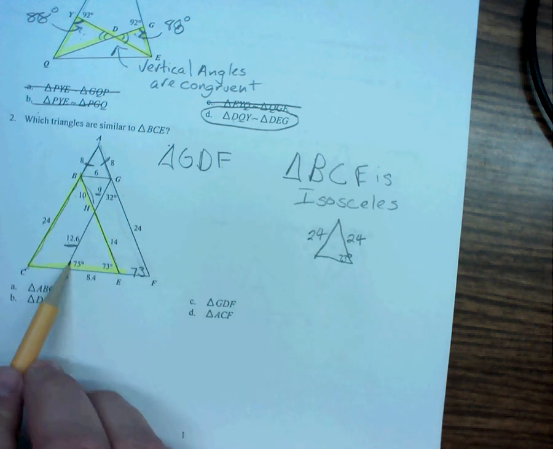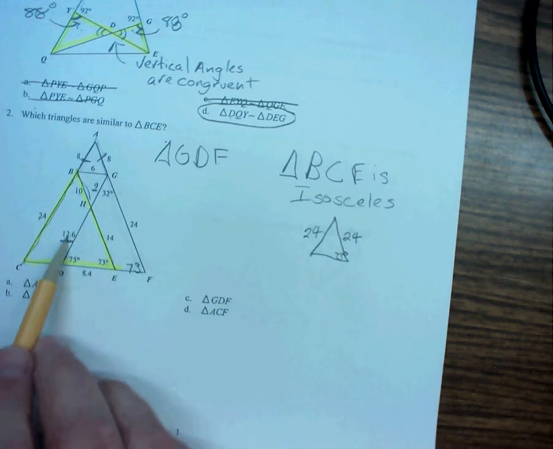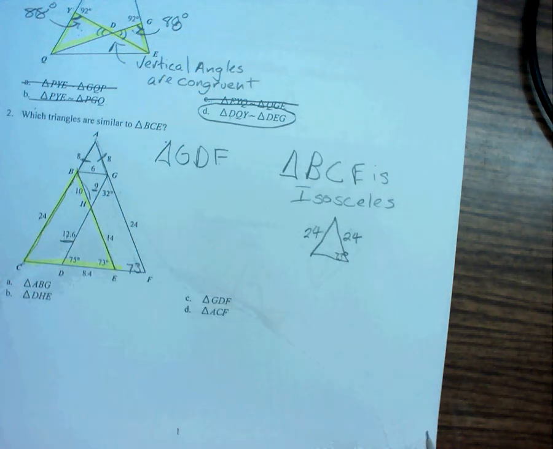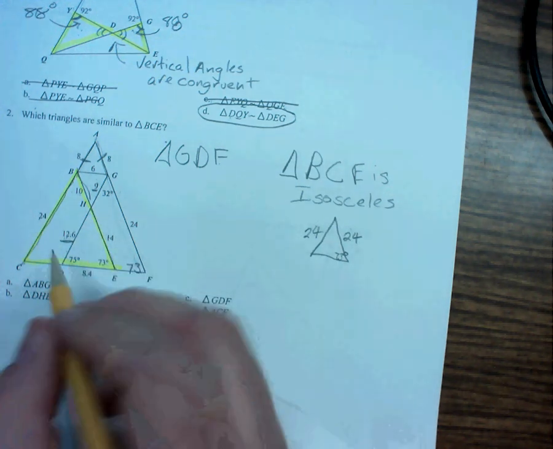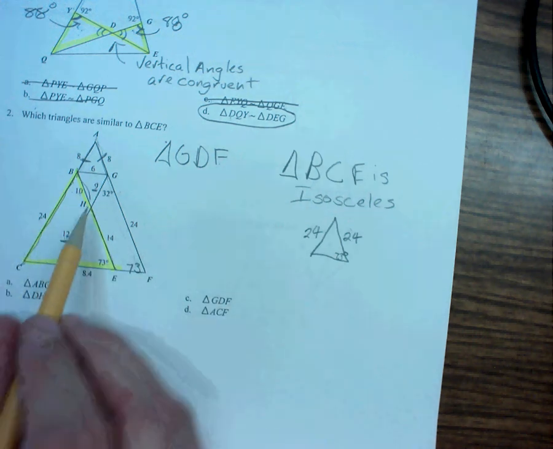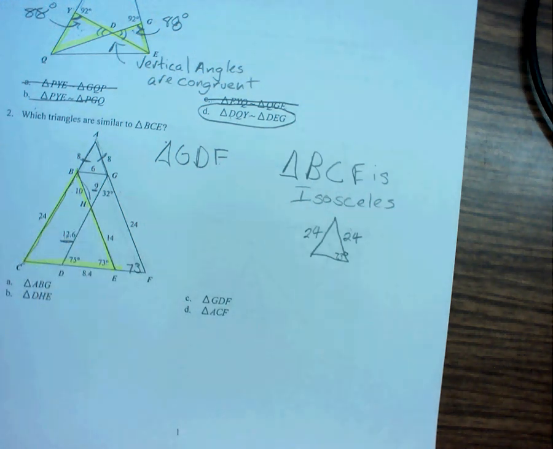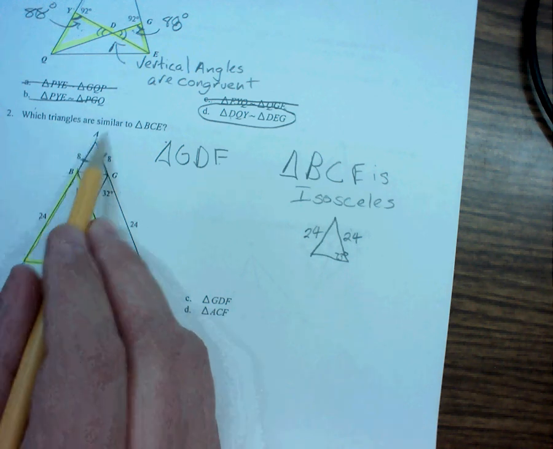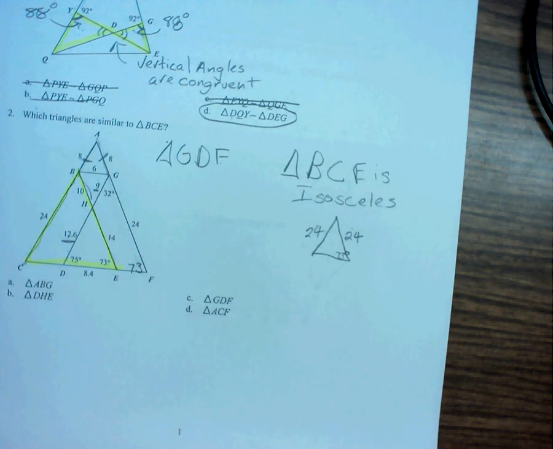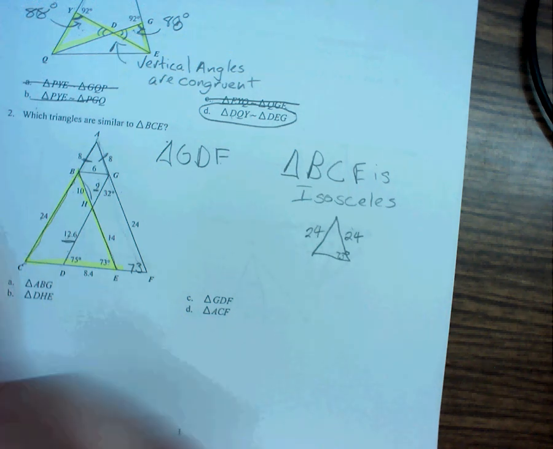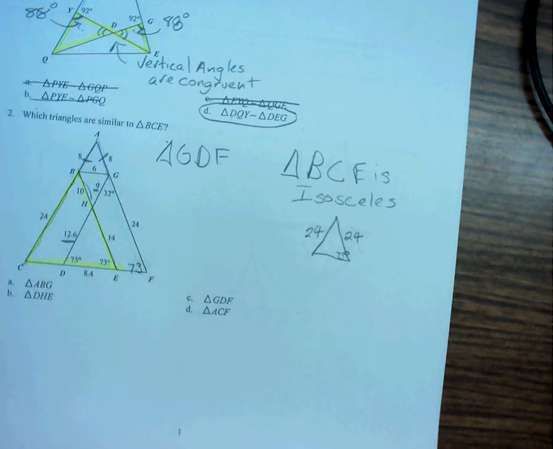It could be this one, right? It could be DEH because it's trapped within it. But if you look very carefully, this is not a parallel line, so that won't work. Boy, this is a tough one. I really believe that at the end of the day, I really believe it's ABG. The question is, how do we prove that it's ABG?